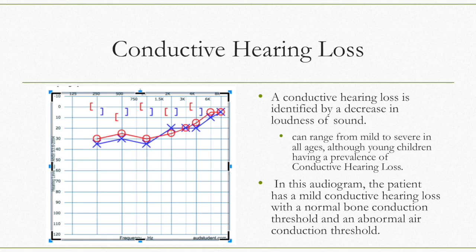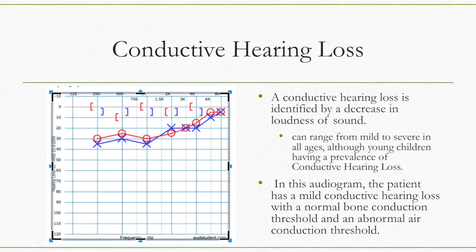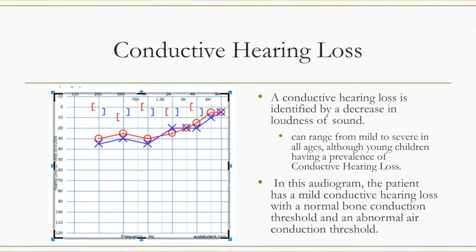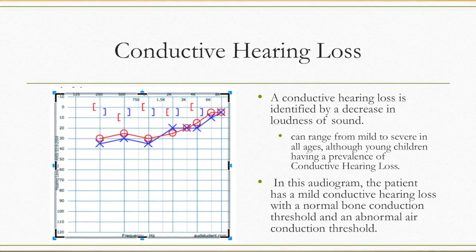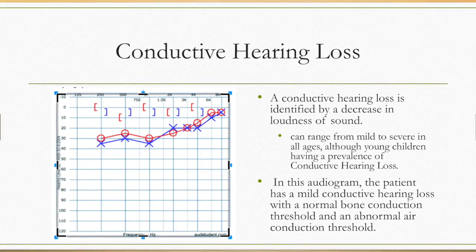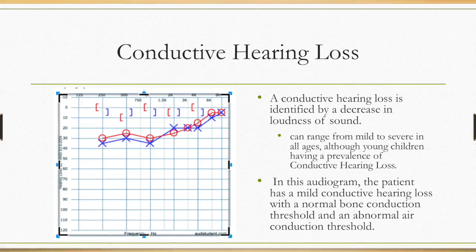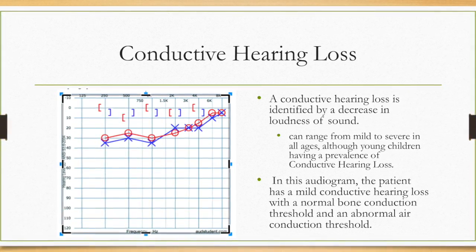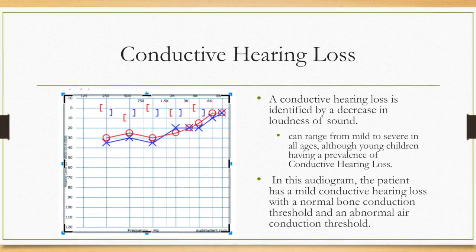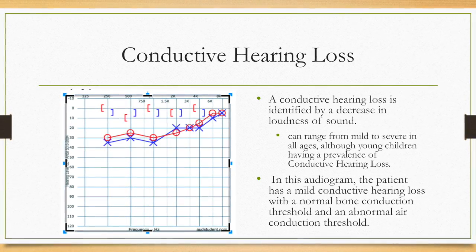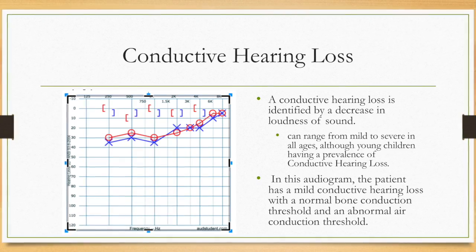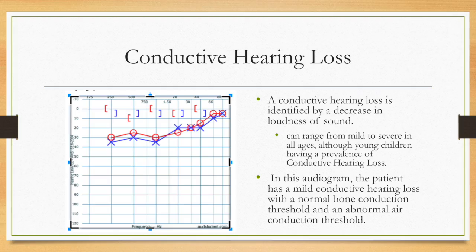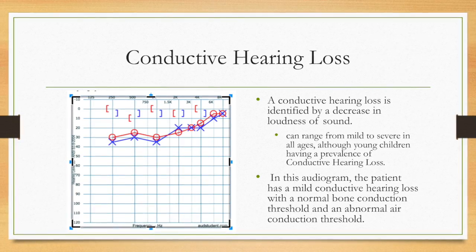Otitis media is a conductive hearing loss impacting one or both of the middle ears. A conductive hearing loss is identified by a decrease in loudness of sound. However, the clarity of the speech will remain unharmed. A conductive hearing loss can range from mild to severe in all ages, although young children have a prevalence of conductive hearing loss. The sample audiogram that we provided shows someone with a conductive hearing loss as a result of otitis media. Since a conductive hearing loss can range from mild to severe, the audiogram can vary as well.